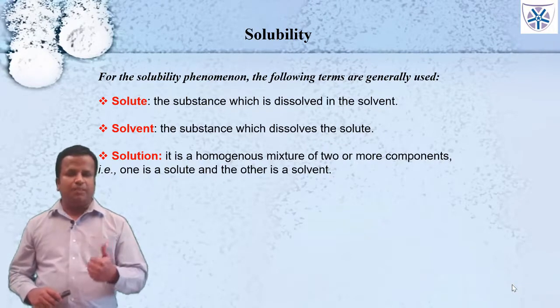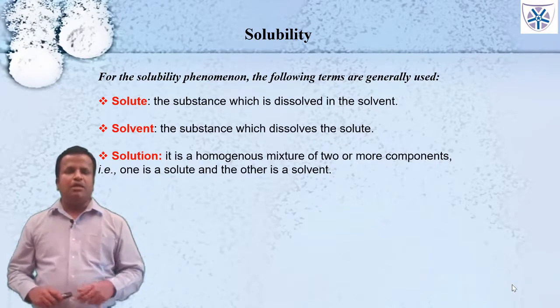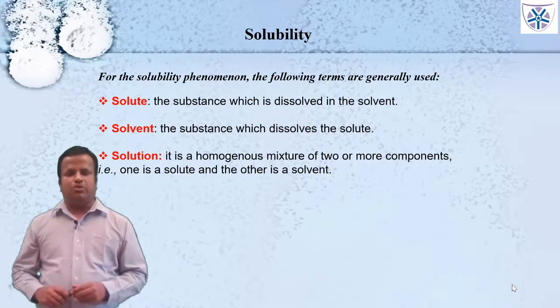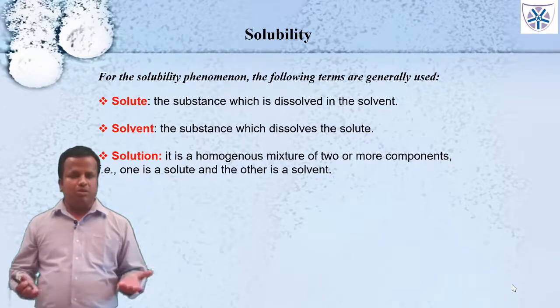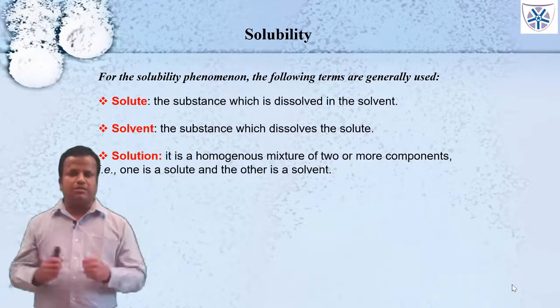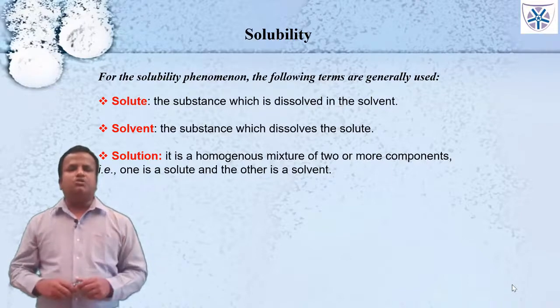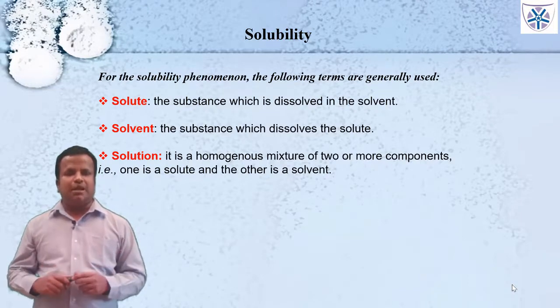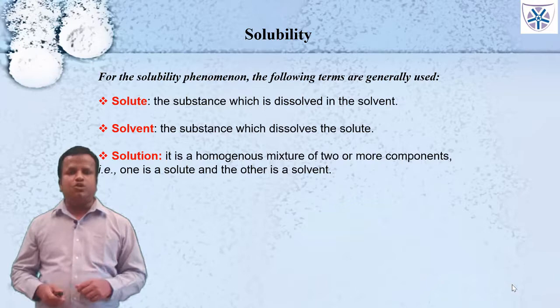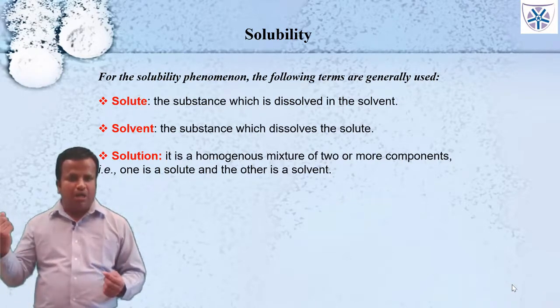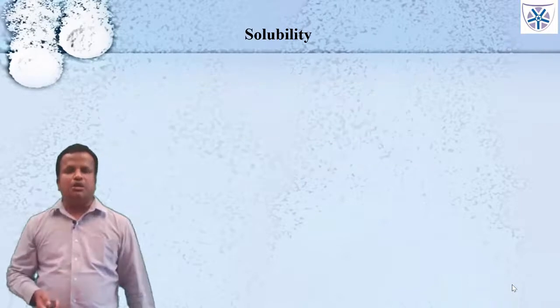That is a component, that means a compound, a solid compound. The solvent is a liquid, the substance which dissolves the solute. The solution is the mixing of these two things, solute and solvent, which produces the solution. A solution is nothing but a homogeneous mixture of two or more components, one is a solute, another one is solvent, mixed together to produce a solution.